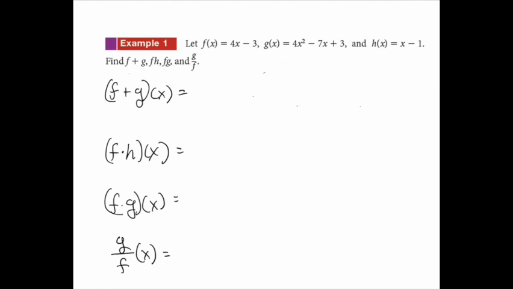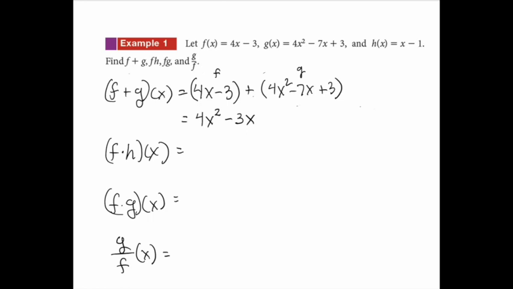Okay, f plus g. For this first example, we're literally just going to take the two functions, f and g, and add them together. So we have 4x minus 3, that's f, and we're going to add g, which is 4x squared minus 7x plus 3, and that's our g. So when we add them together, we can combine like terms. When we combine like terms, our final answer is going to be 4x squared minus 3x.